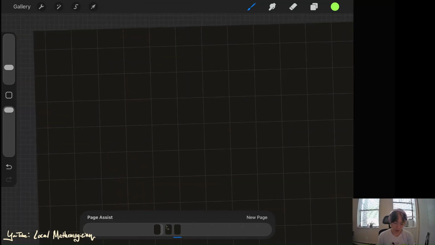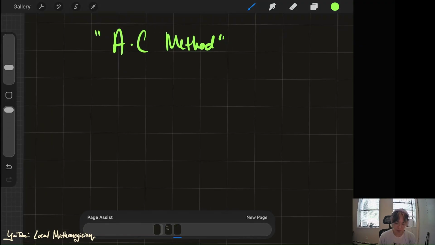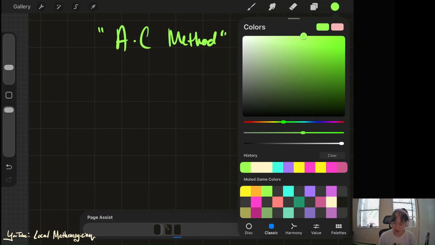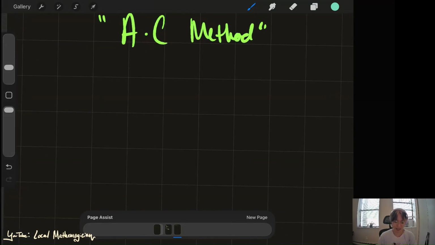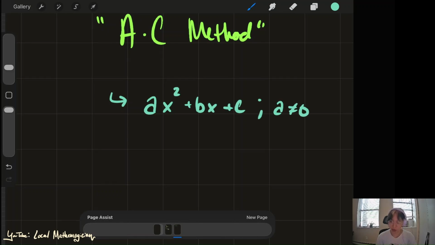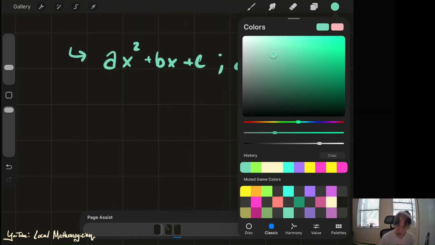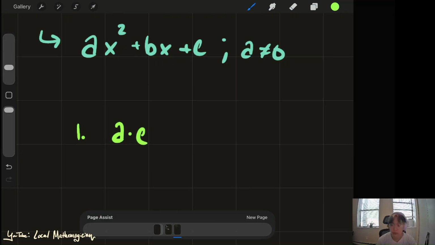First we're going to cover the AC method. The standard form of a trinomial, typically a quadratic, let's be real here, it's not always, but usually, is ax squared plus bx plus c. Of course, we're assuming a does not equal 0. Step 1: you want to multiply a times c. That's AC.